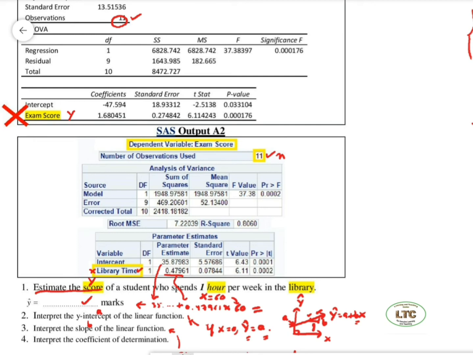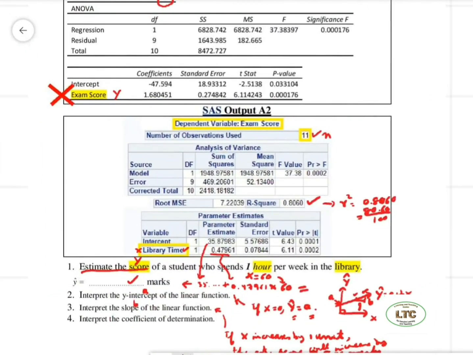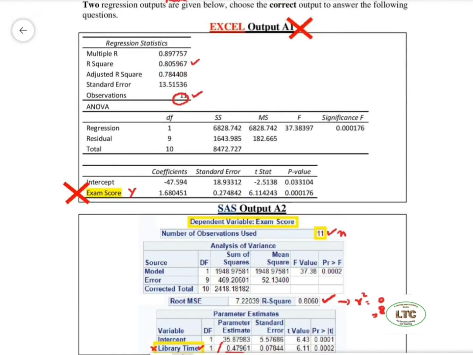So you use this R square. R square is 0.806, which is equal to 80.60 by 100. That is the meaning. R square is SSR divided by SST. SSR is the regression model sum of squares, 1948 point something. Model means regression. SST total is this one. So if you divide this by that, you get R square.